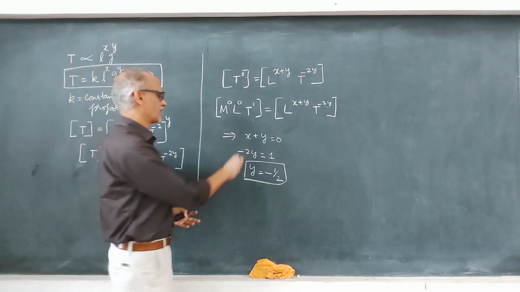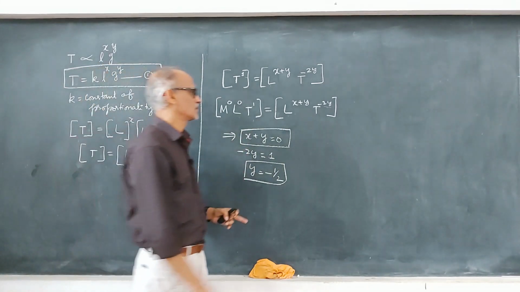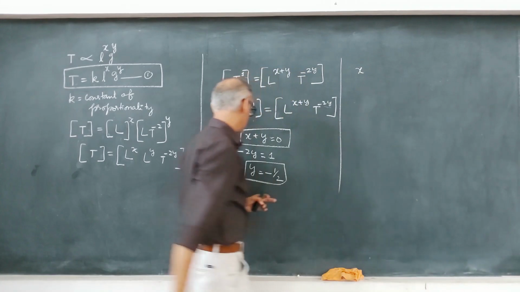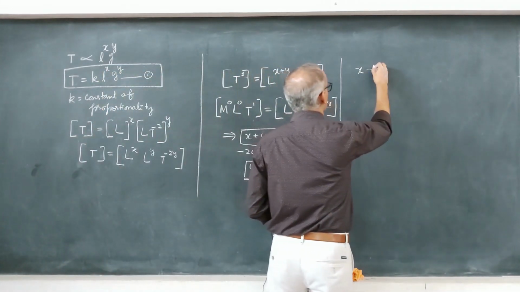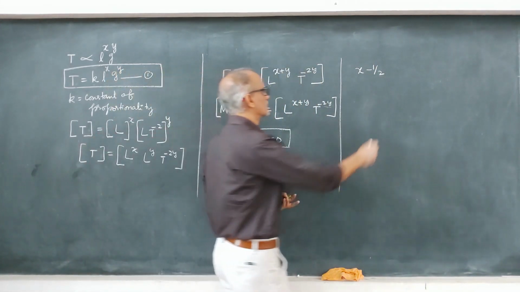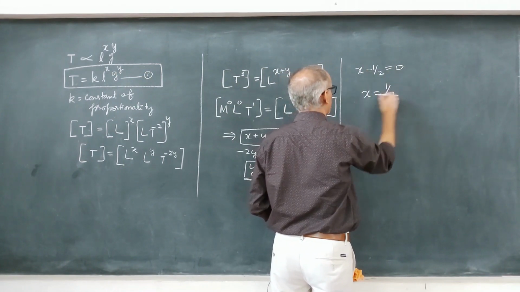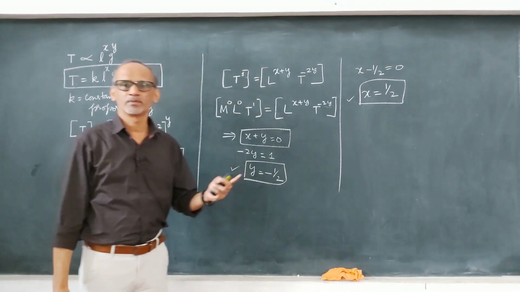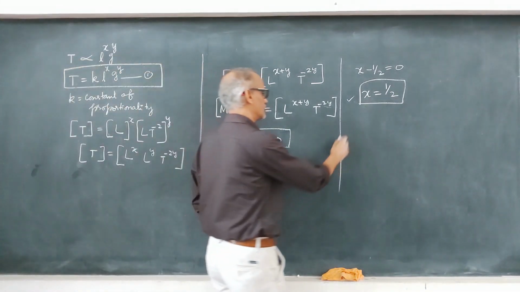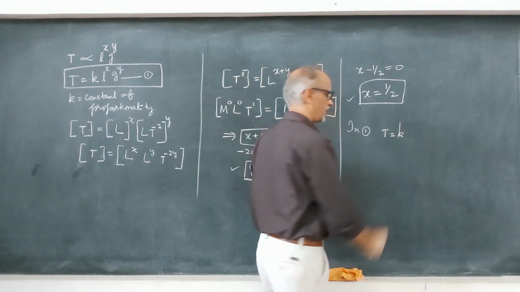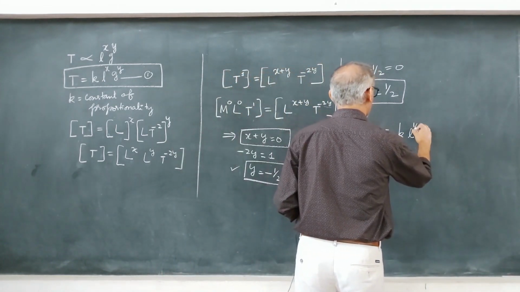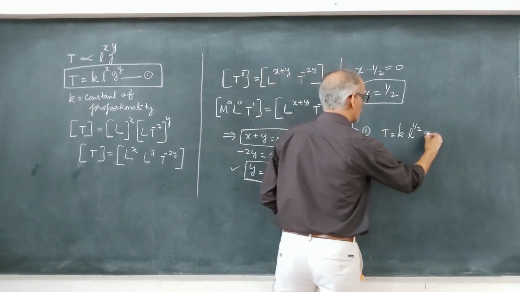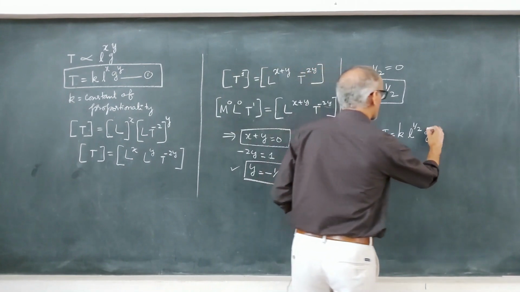Once we have found the value of y, I can use that here to find the value of x. So, x, let me write here, x, which is this. What is the value of y? Minus half. x minus half is equal to 0. So, what is the value of x? The value of x is half. So, finally, we have found the value of y, which is here. We have found the value of x, which is here. And now it's time to substitute in this equation. Come back to equation 1. In 1, T is equal to k, which is a constant. Then L to the power x, which is plus half. Then g to the power y, and y is minus half.